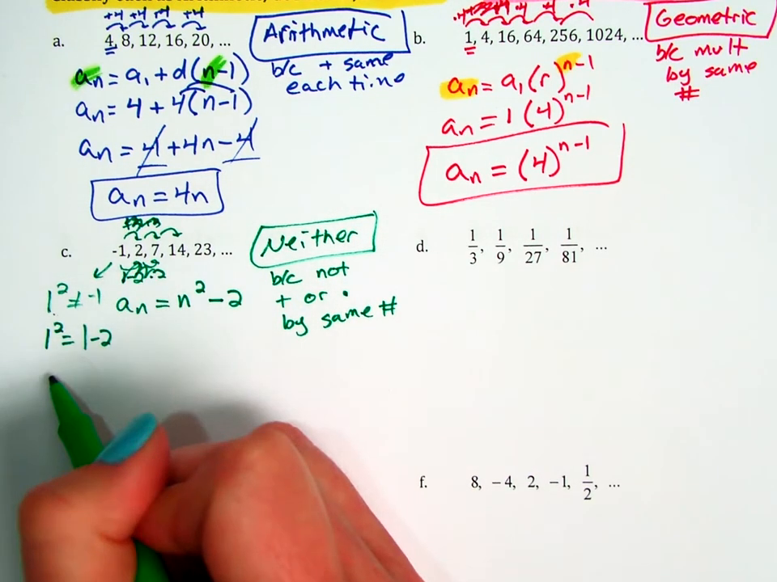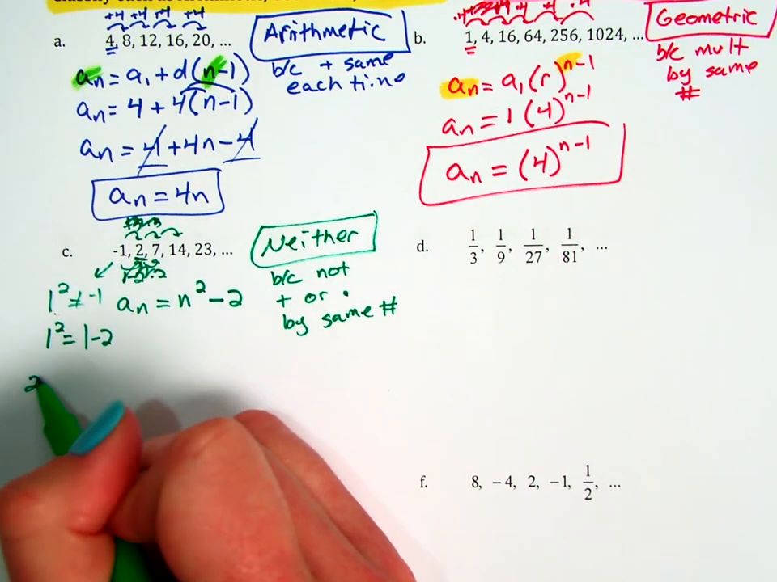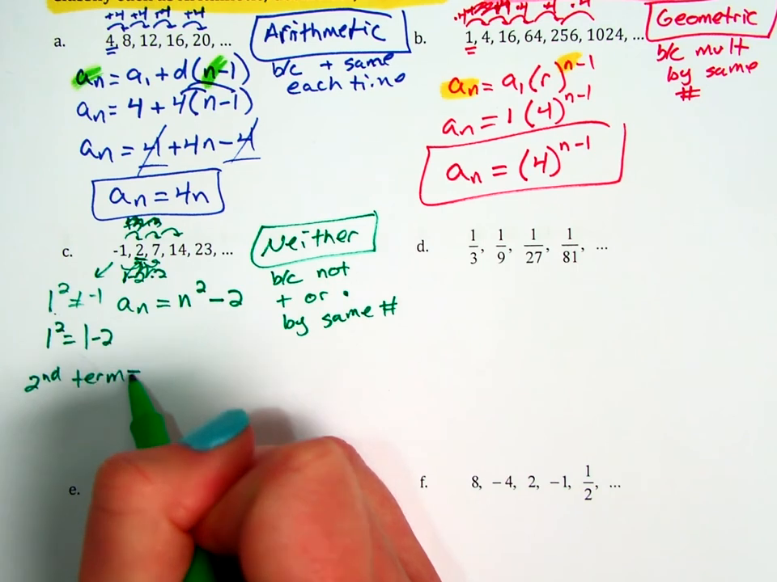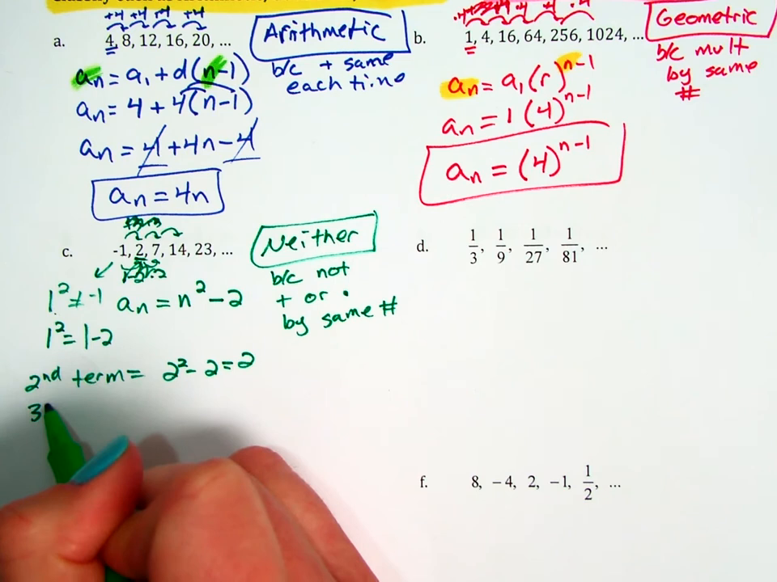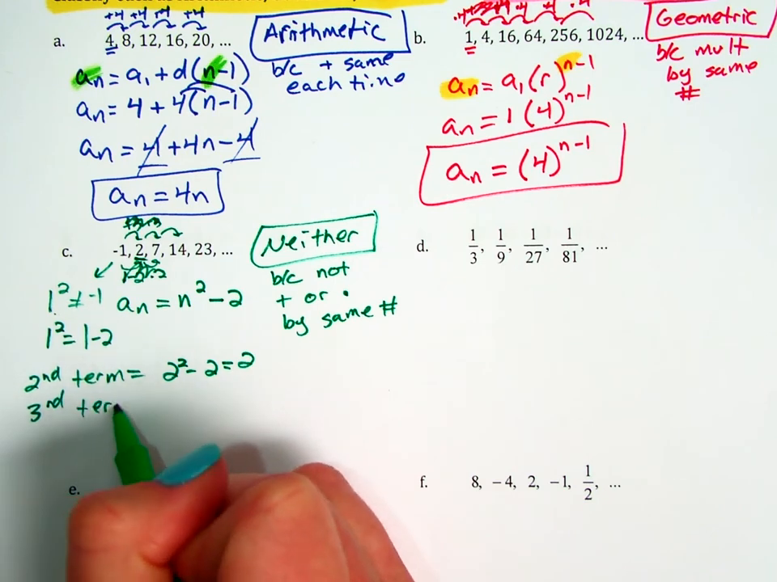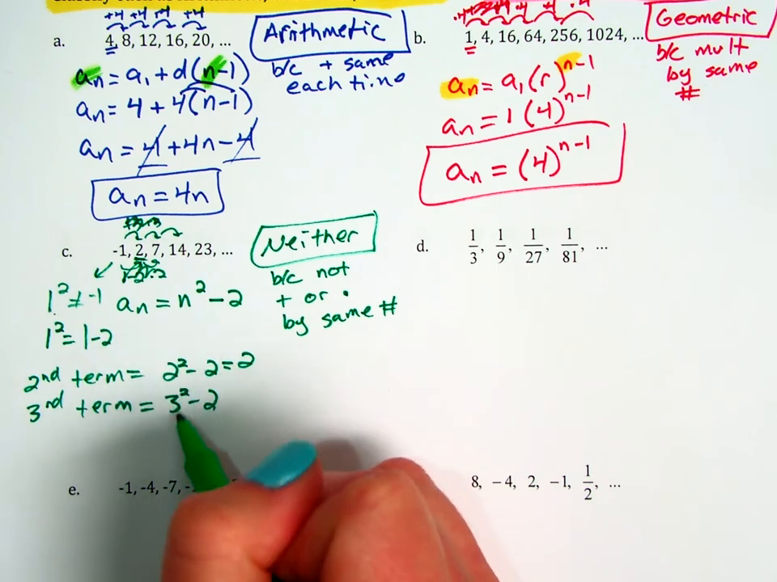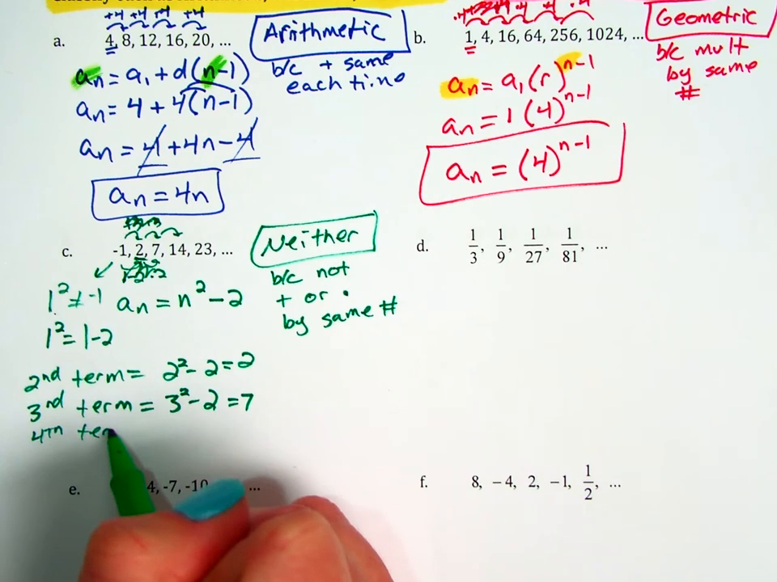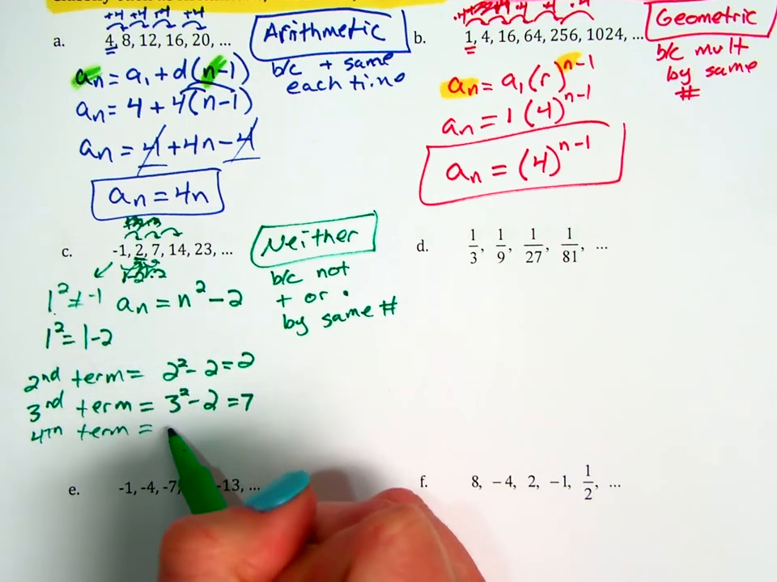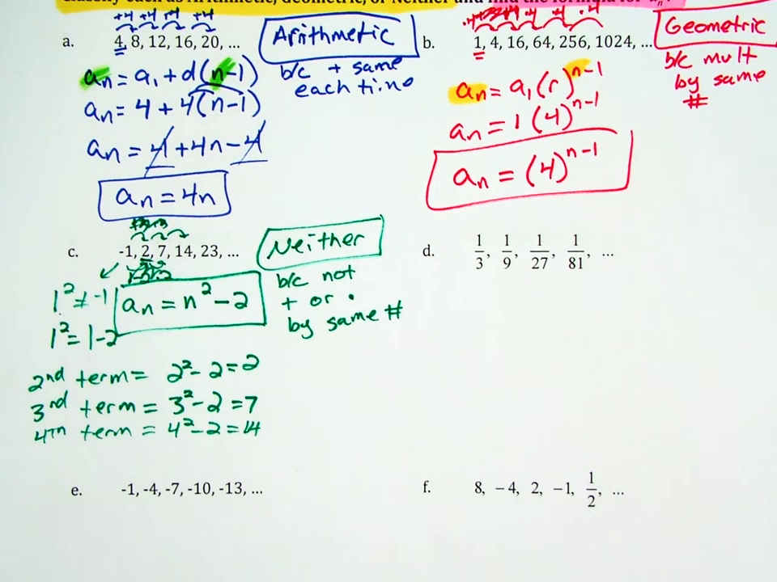So let's look at my second term. Here's my second term. I would get that by doing 2 squared minus 2. 2 squared is 4, minus 2 would be 2, so that works. I'd also check my third term. Well, third term would come from taking 3 squared and then subtracting 2. 3 squared is 9. 9 minus 2 is 7, so that works. And let's even check our fourth term, which would be 4 squared minus 2. 4 squared is 16. 16 minus 2 is 14, so that does work. So then this is my formula.